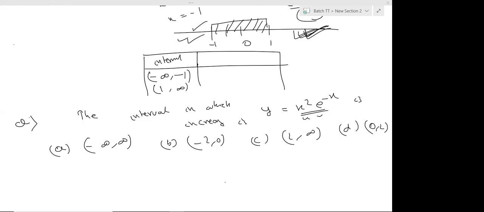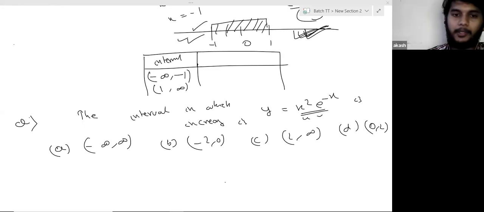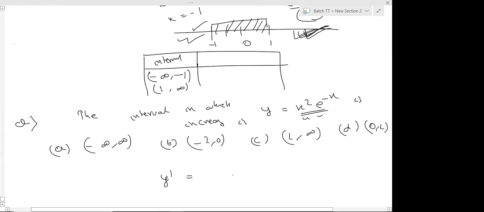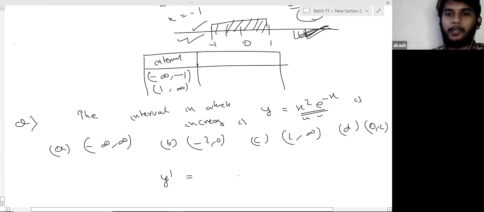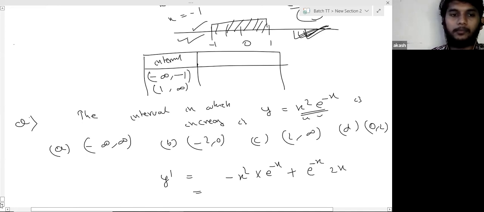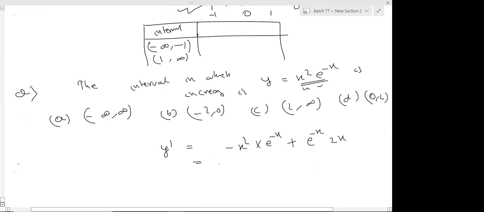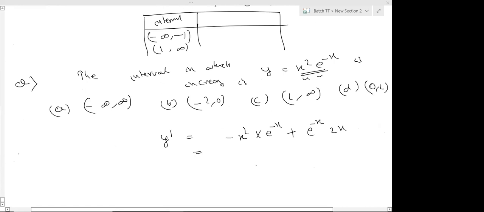Sir, I'm getting x square into e raised to minus x plus e raised to minus x into 2x. Absolutely right. Then we can factorize e raised to minus x, and in the bracket there will be x square plus 2x. Right. So x also you can take common. So you can take common e to the power minus x and x. Okay, along with e, we can take common x as well, you're right.